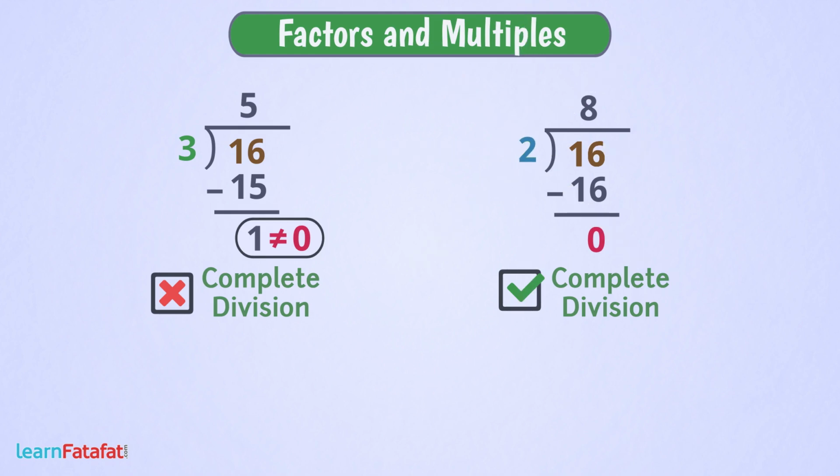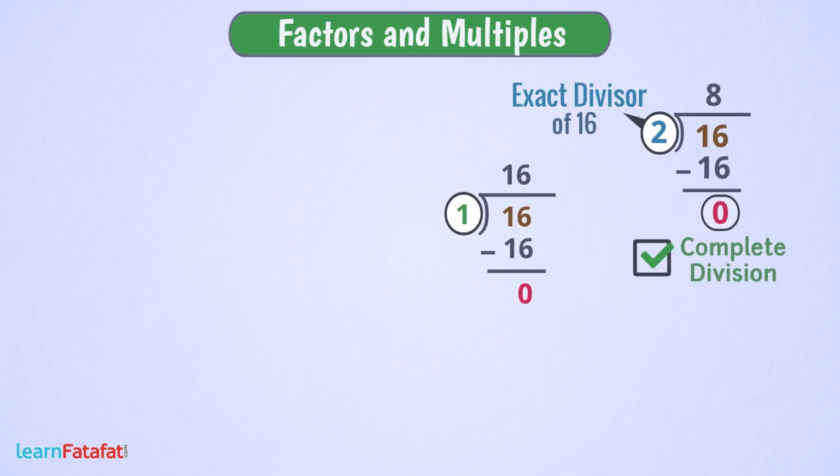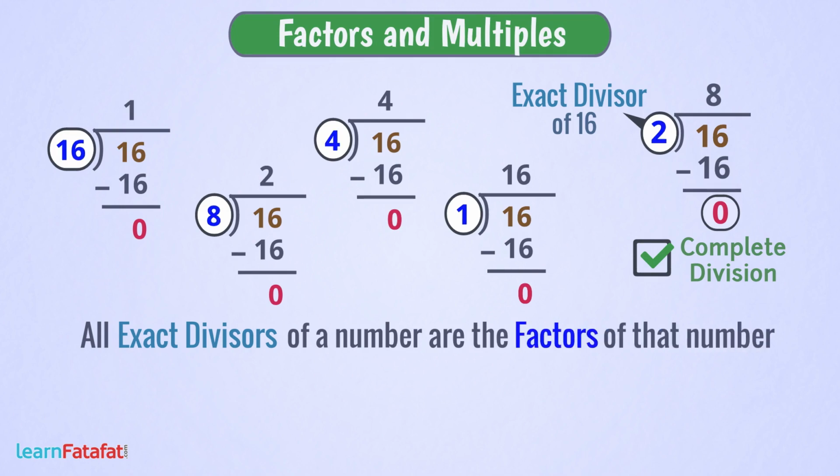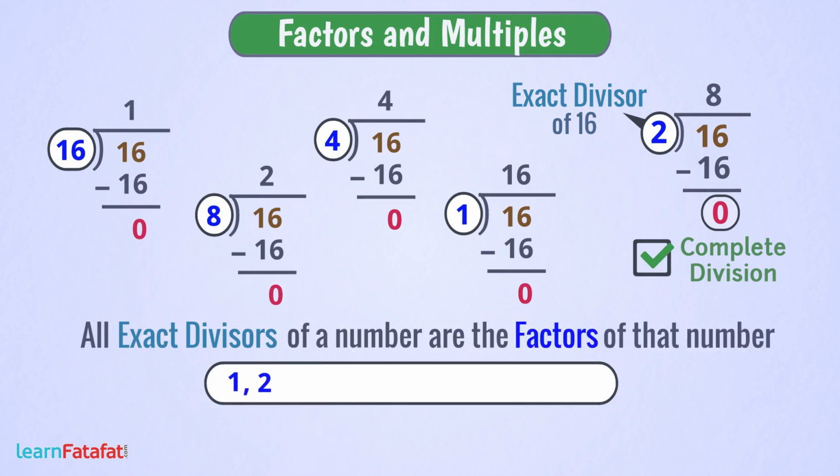Such a divisor which leaves no remainder after division is called an exact divisor of that number. Like 2, 1, 4, 8 and 16 also divide the number 16 and produce a 0 remainder. So these are also exact divisors of 16. All exact divisors of a number are the factors of that number. So 1, 2, 4, 8 and 16 are factors of 16.